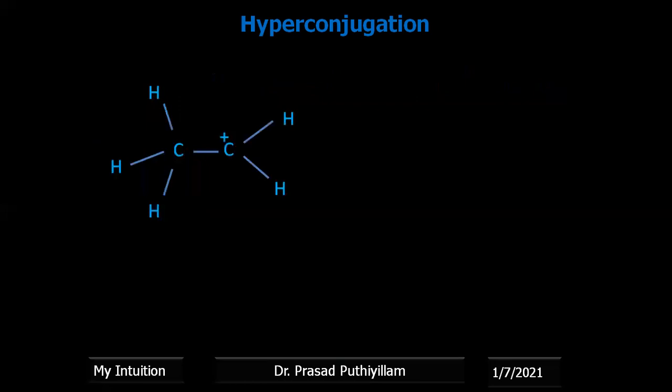This electron movement can be represented like this. This is the representation of the same thing. So one of the hydrogens which is in the same plane as the positive charge, the p orbital with positive charge, the CH bond electrons shift such that it forms a double bond here, and hydrogen will get a positive charge.